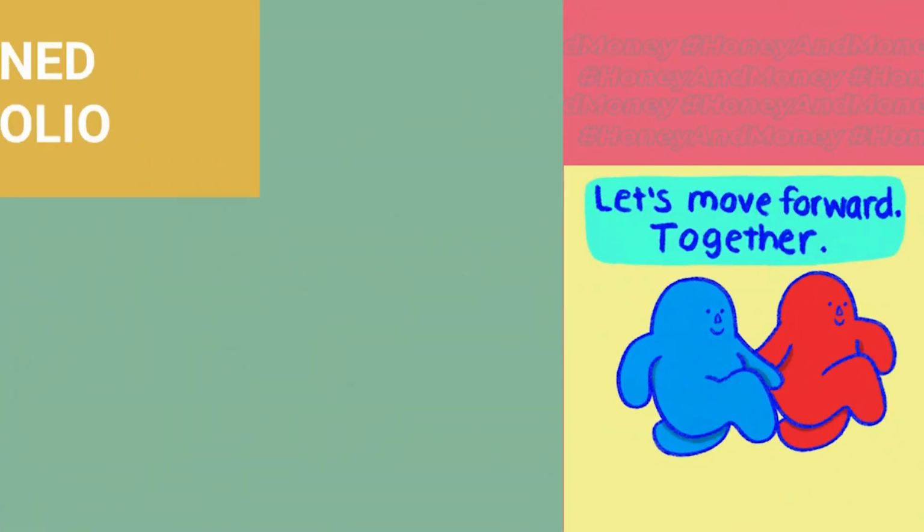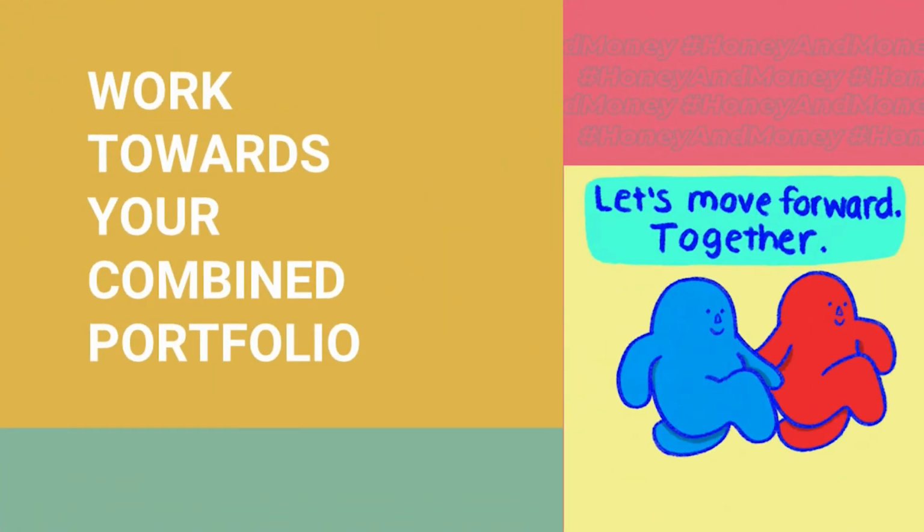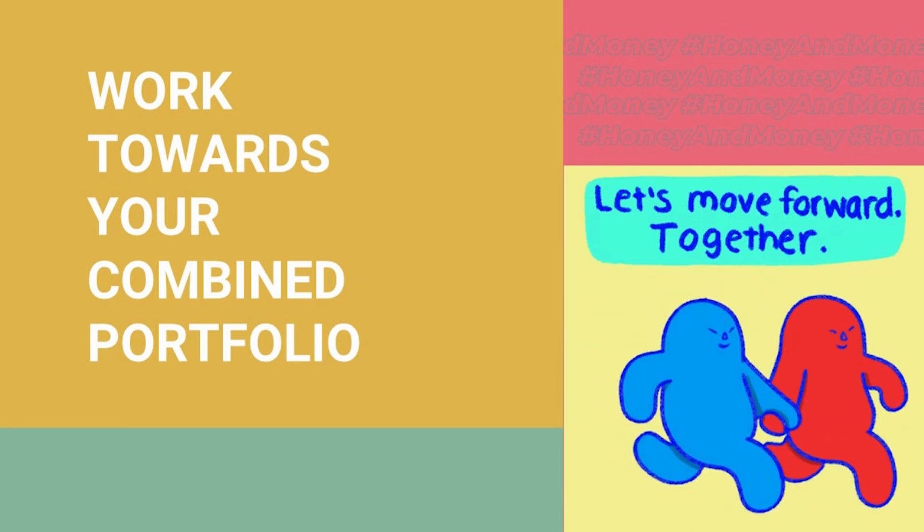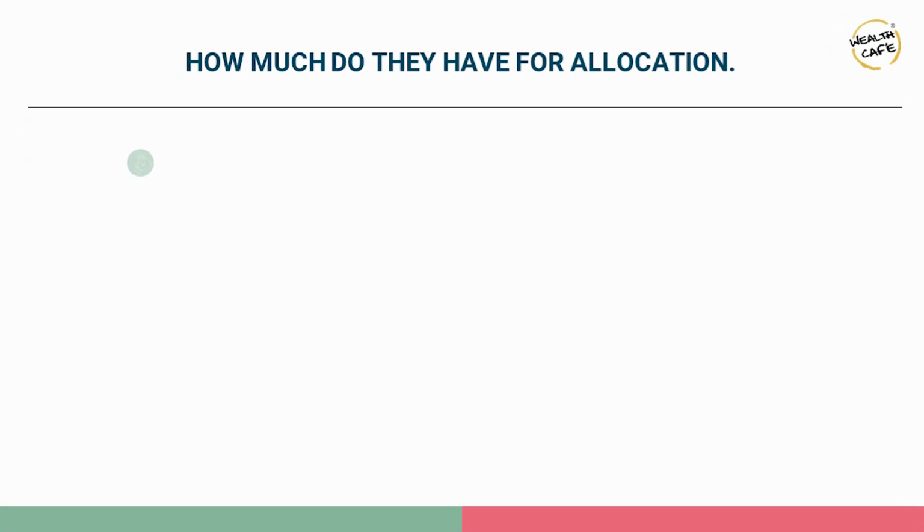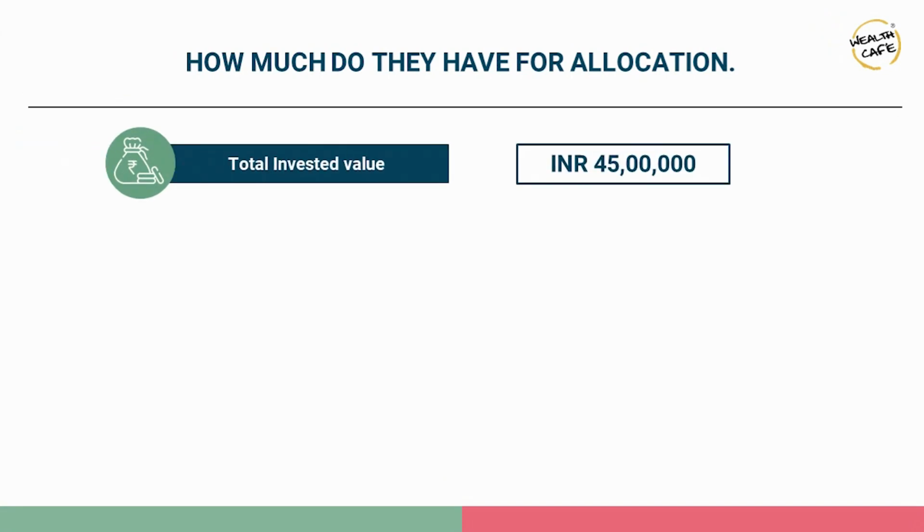Now that Tara and Ved have identified their goals, the next step is how they should reshuffle their portfolio to align them with their goals. If you look at their portfolio, they have a total invested value of 45 lakhs.